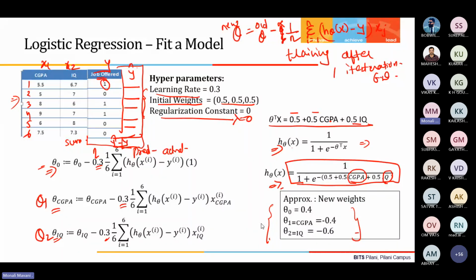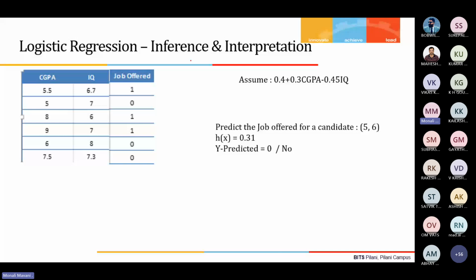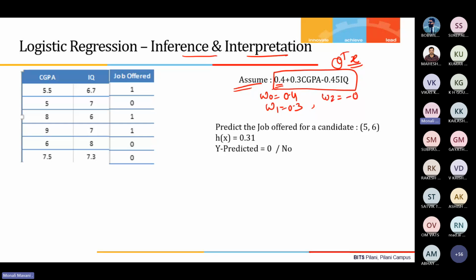After this, see what this question says. You have to read the question in the exam very carefully. Inference and interpretation. Assume this is the equation which is given, theta transpose x, like this. That means your W0 is given as 0.4, W1 is 0.3, and W2 is minus 0.45. So assume it's the same problem. After a certain iteration of gradient descent, this is what you are getting.